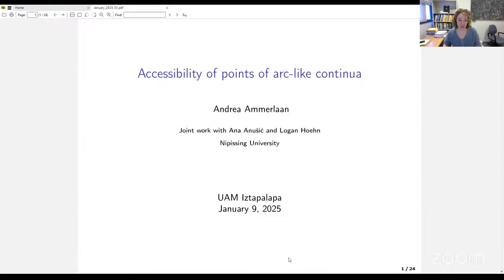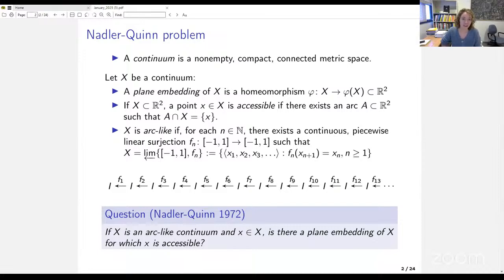All right. So I'm going to be talking about accessibility of points of arc-like continua. This is work I did with Anna Anusic and Logan Hain in the past few years. The question we answer is known as the Nadler-Quinn problem. It was posed by Nadler and Quinn in 1972. It asks if you have any arc-like continuum X and a point in X, if you can find a plane embedding of this continuum with that point accessible.